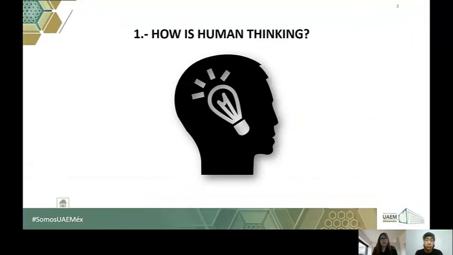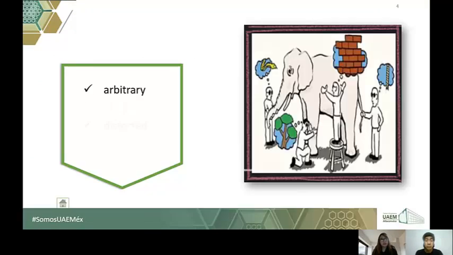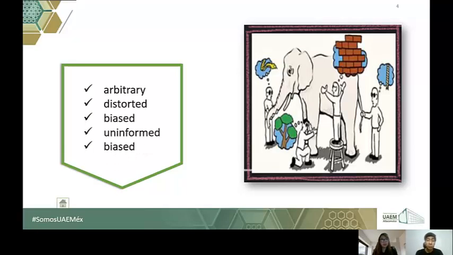How is human thinking? Passing to the first point of our schedule, human thinking by nature is usually arbitrary, distorted, biased, uninformed, and prejudiced. However, the quality of life we have and the things we do or make depend entirely on the quality of thinking we have. This is where critical thinking can help us. Let's see why.